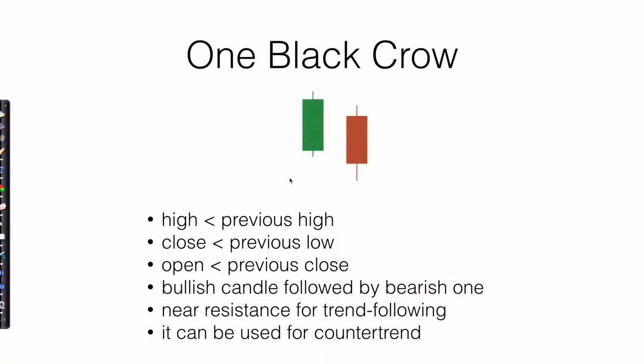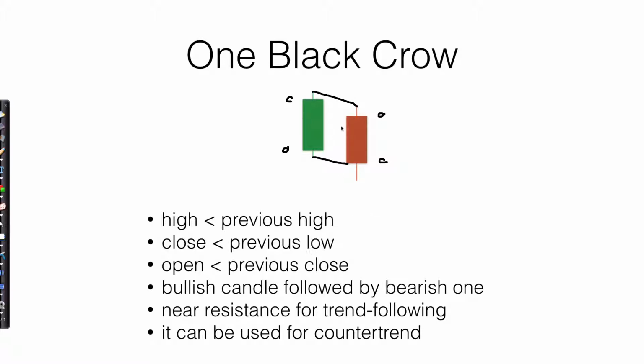Let's move on to the next one, the one black crow. How do we identify this pattern? Again, it's 2 candles, and the first thing is that the high must be lower than the previous high. So this is the high and this is the previous one. The close, and remember, for green candles, open is below close. For the red candle, the close is below. So we want the close to be lower than the previous low.